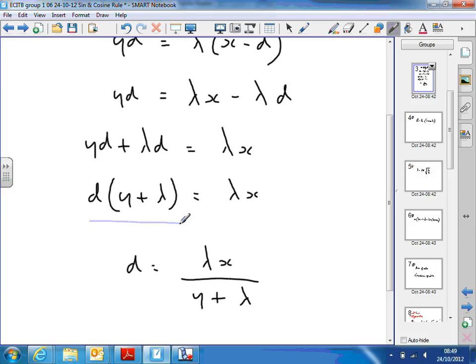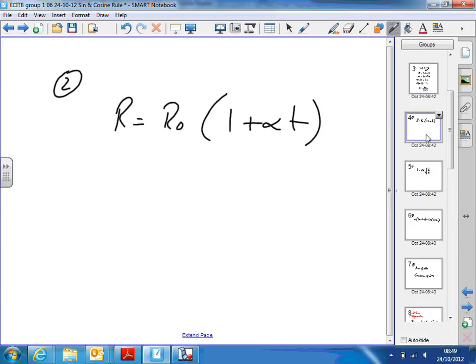Okay. Number 2. This one's a little bit more straightforward. We've got to rearrange this one for t, I think, haven't we? So, what might we do? If you look at the bracket, it's all multiplied by R0. So how do I get rid of the R0?